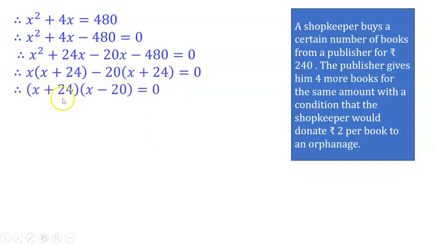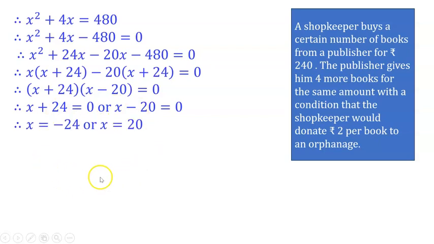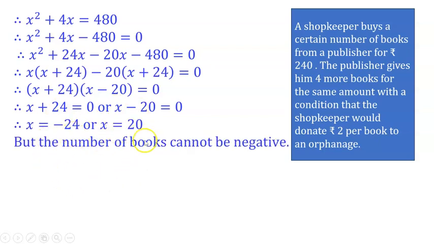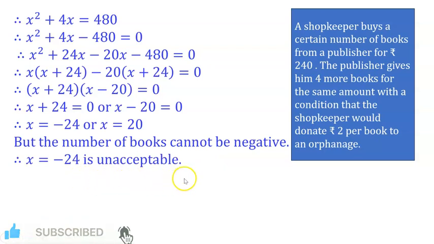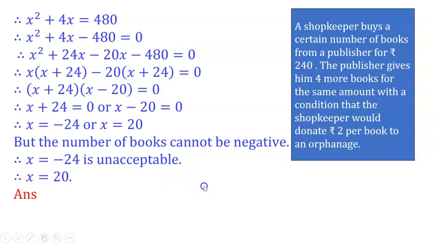Take x plus 24 in first bracket, second bracket x minus 20 is equals to 0. x plus 24 is equals to 0 or x minus 20 is equals to 0. Okay, x is equals to minus 24 or x is equals to 20. But the number of the books cannot be negative. So x is equals to minus 24 is unacceptable. Therefore x is equals to 20, and hence the answer is 20 books were brought.